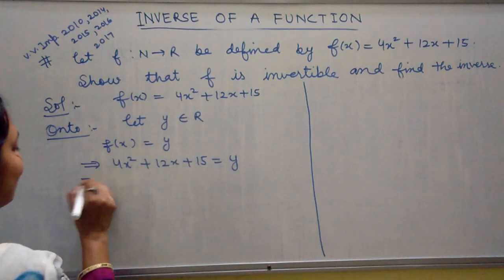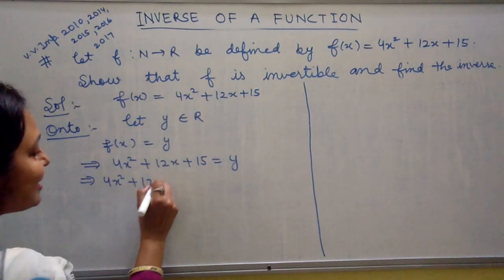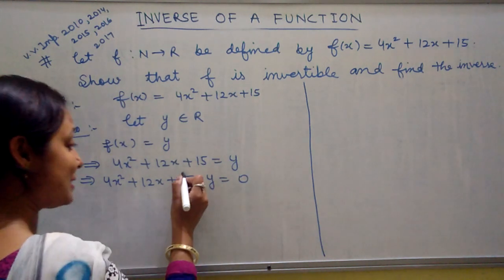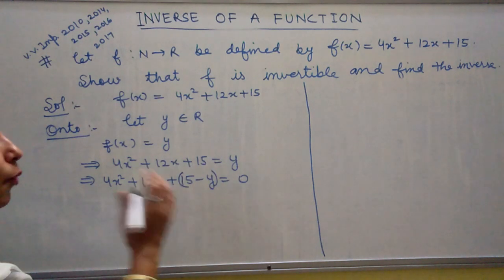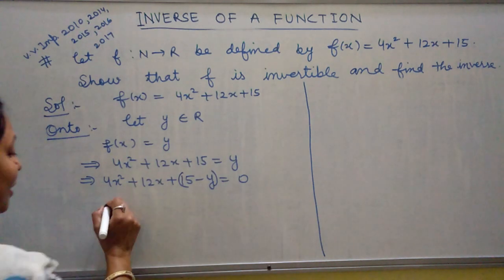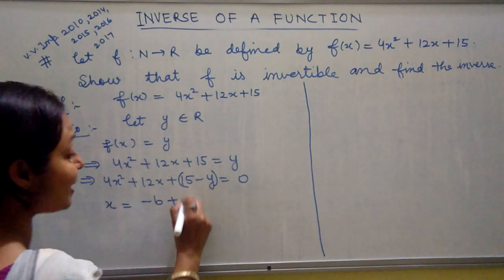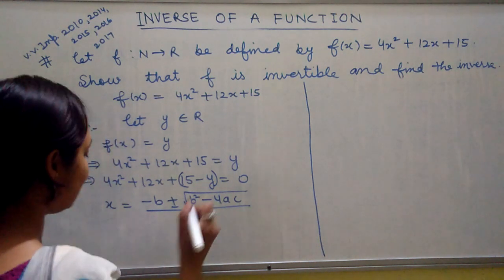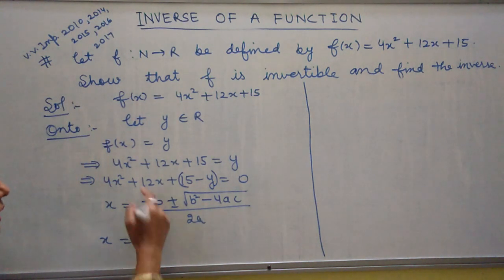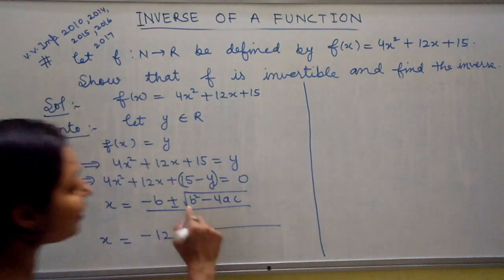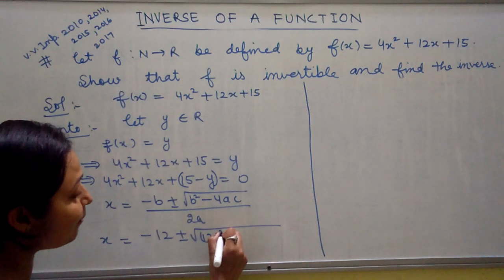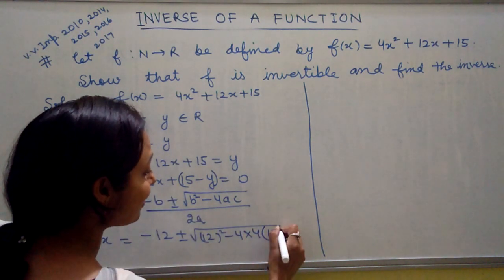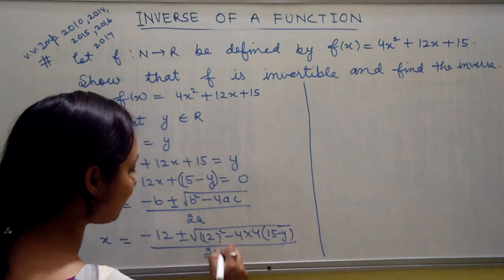I will take this on the left hand side: 4x square plus 12x plus 15 minus y equals 0. Now this is c. I will apply the quadratic formula for finding the roots. So x is equal to minus b plus minus under root d, that is b square minus 4ac, upon 2 times a. x is equal to minus b, that is 12, plus minus under root 12 square minus 4 times a, which is 4, times c, which is 15 minus y, upon 2 times 4.